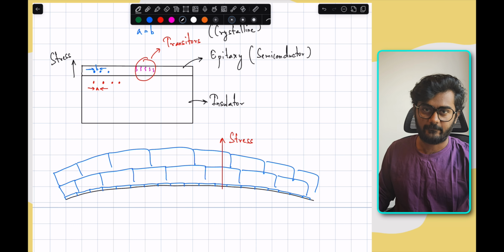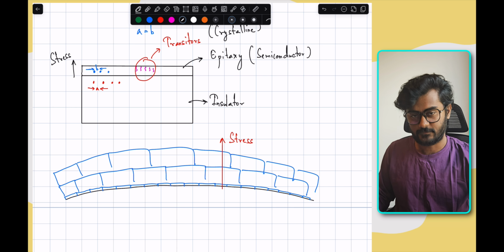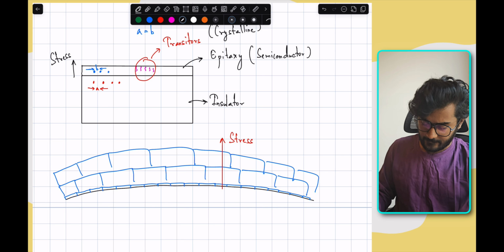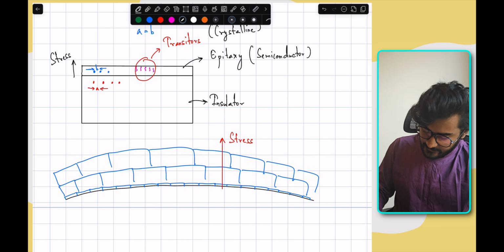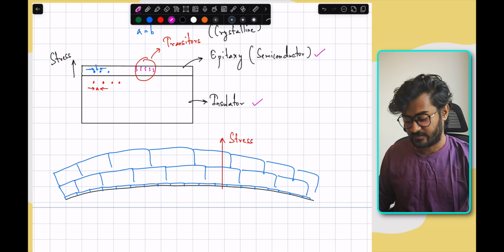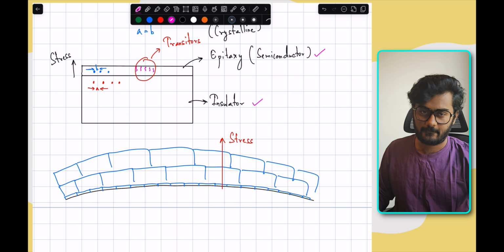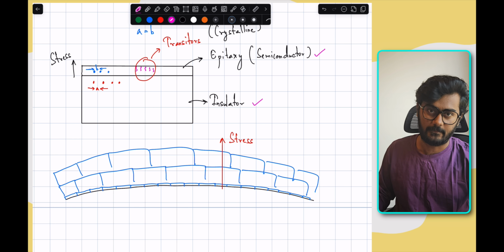The next important point we have to note when making such layers is that the thermal expansion of those two layers should also match. That is, as we increase the temperature, the amount by which the insulator expands should also match the expansion rate of the semiconductor. If that doesn't match, then again you will have some stress building up in the epitaxial layer.